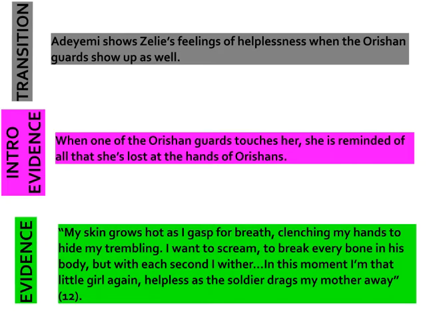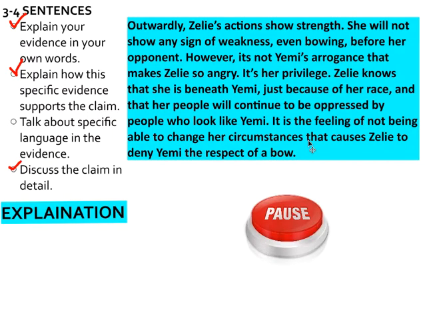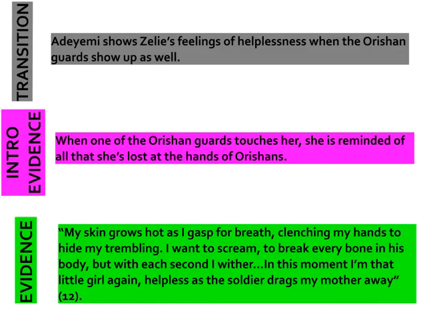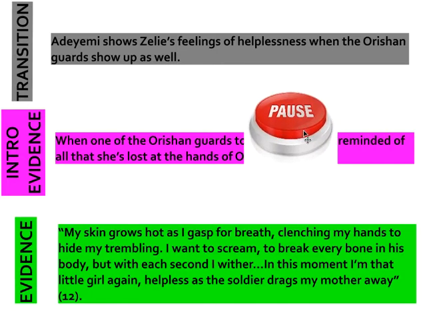So let me read to you just quickly this last sentence of my explanation so you hear this. It is the feeling of not being able to change her circumstances that causes Zaylee to deny Yemi respect of a bow. Yemi shows Zaylee's feelings of helplessness when the Orishan guards show up as well. So I'm transitioning from strength to her feelings of weakness. I would love for you to pause the video right now and to go write your transition sentence, your introduction to your second piece of evidence, and your second piece of evidence.